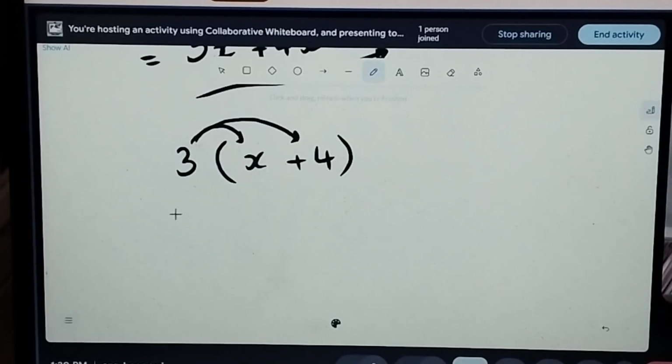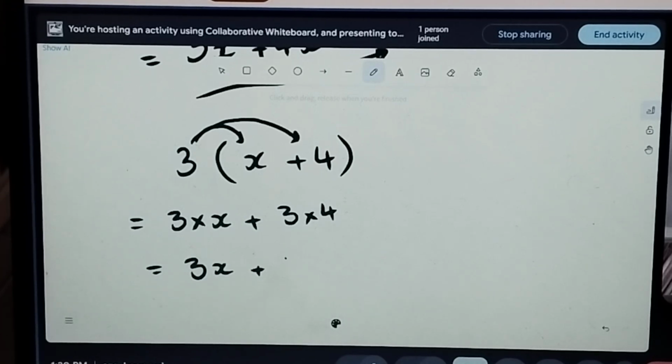So I've got to say that that'll be, and I'm going to do a step you don't have to do, I'm going to write 3 times x plus 3 times 4. Now you don't have to do this step. You can just go straight into saying 3 times x is 3x plus 3 times 4 is 12.